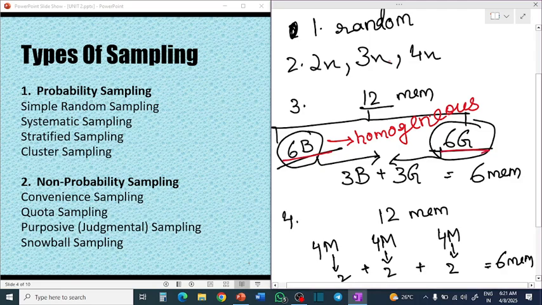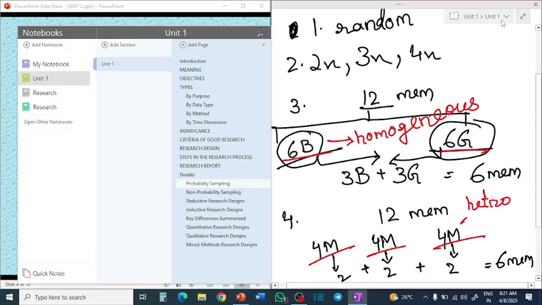But in this, we are taking heterogeneous groups, because in this some are girls, some are boys. In this also some are girls, some are boys. And in the third group also some are girls and some of them are boys. So the first one is simple random sampling, second systematic, stratified, and then we go on to the cluster sampling. Now we will study about non-probability sampling.